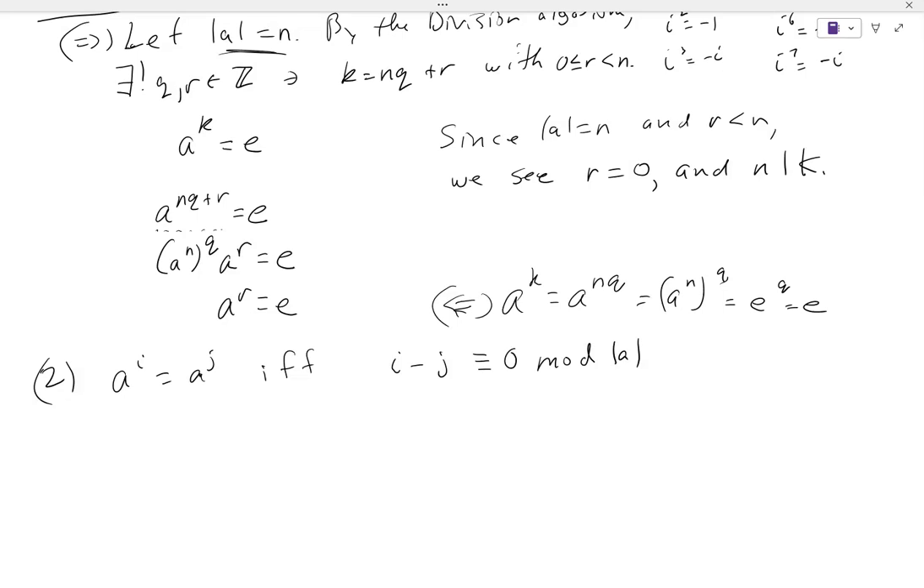Number 3 says that if the order of a is divisible by d, then I need to make sure my d is positive. Then the order of a^t is d.